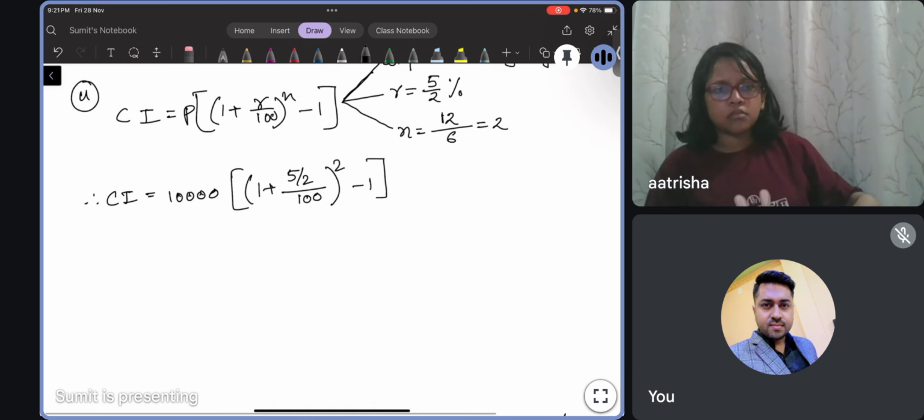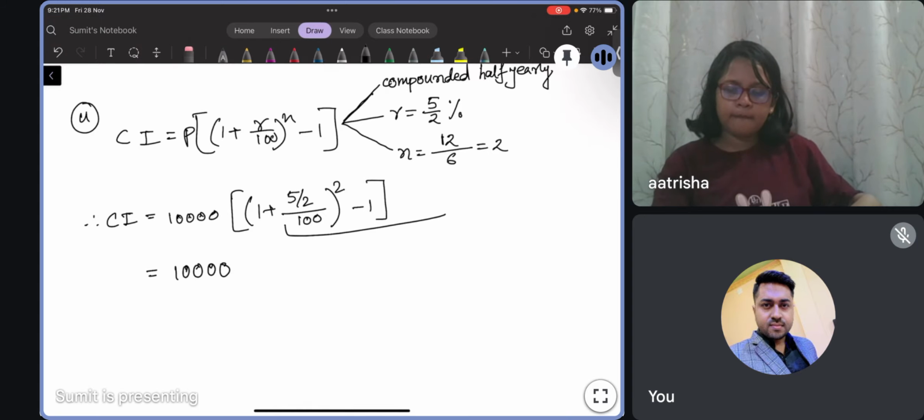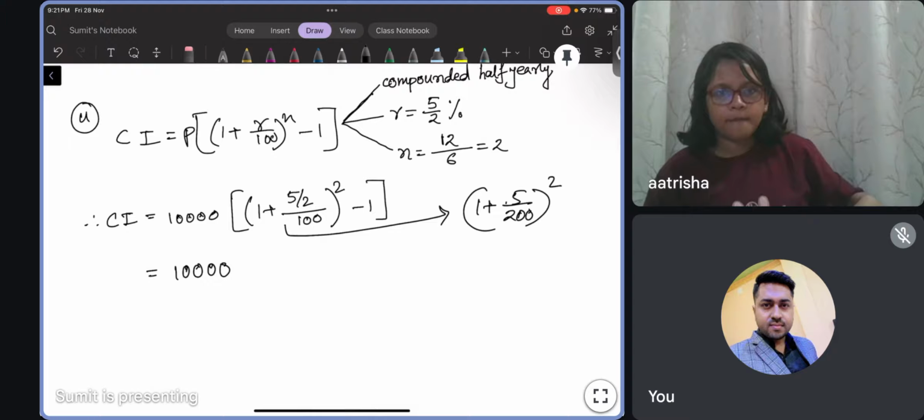When you put the values of R and N in the formula, it will look like 10,000 into 1 plus 5 by 2 divided by 100 whole square minus 1. Then 10,000 into, if you calculate this part only, it will be 1 plus 5 by 200 then square, correct? So 5 by 200 we can cancel, 1 by 40. So 1 plus 1 by 40 whole square, right? 1 plus 1 by 40 how much?